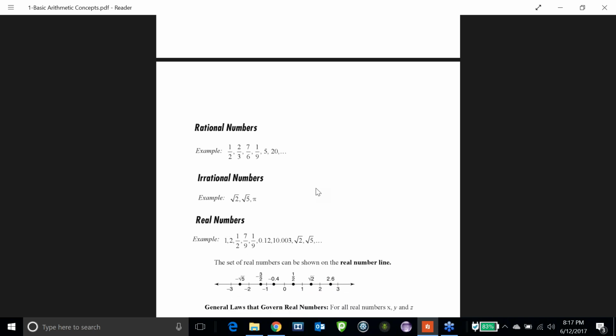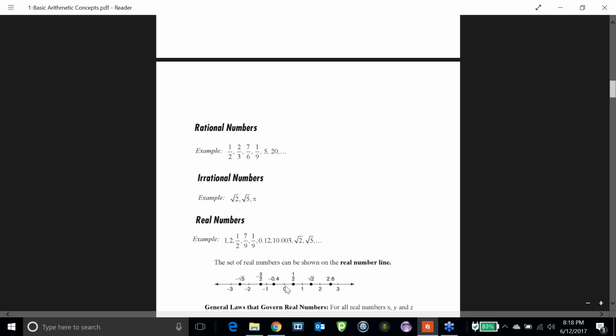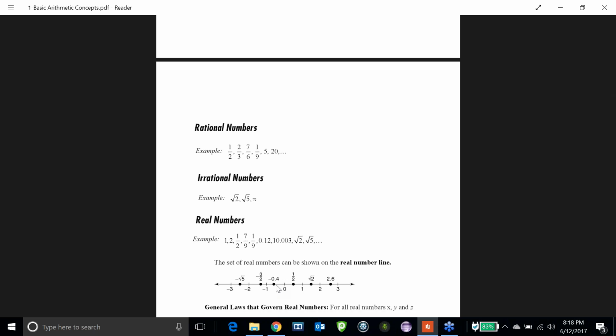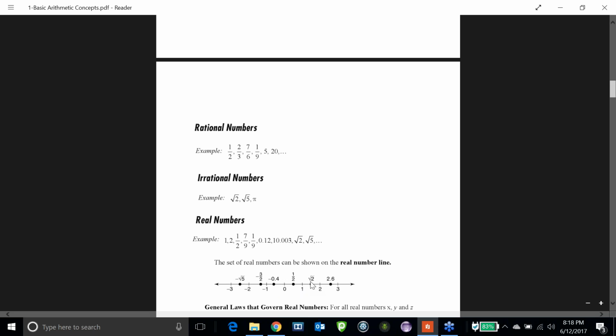Now, coming to the real numbers. The set of all rational numbers, irrational numbers, integers, whole numbers, everything together is called real numbers. If you see the number line, each and everything is included. See, -3 is a negative integer. Minus root 5 is an irrational number. -2, again it is an integer. -3 by 2 is a rational number. -1 is a negative integer. -0.4 is a negative decimal number, which is also a rational number. And root 2 is an irrational number.